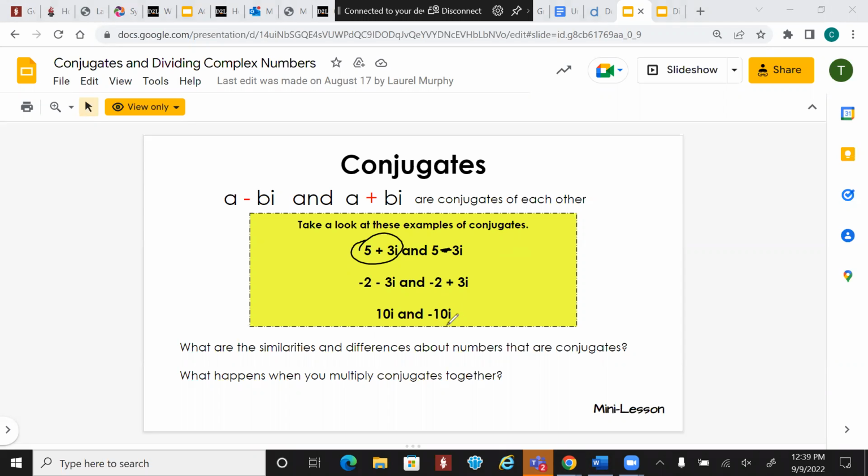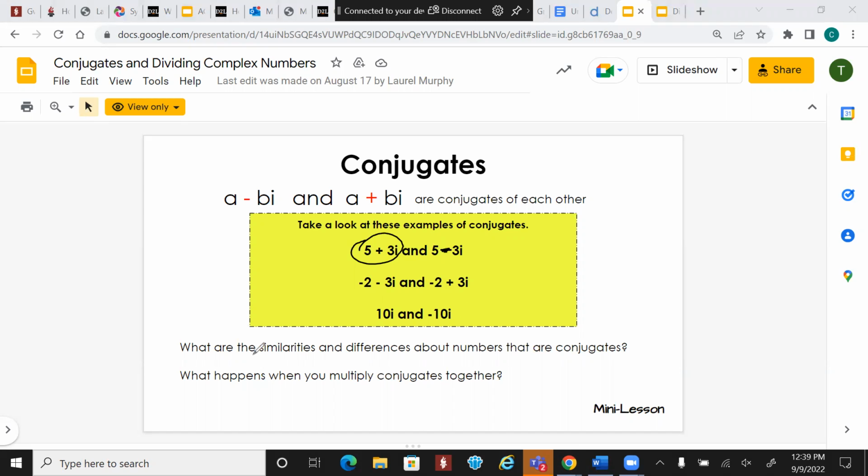Notice how we change the sign of the imaginary. On this next one, -2 minus 3I, the conjugate is going to be -2 plus 3I. Again, change the sign of the imaginary term, not the real term. If I had 10i, the conjugate would be negative 10i.